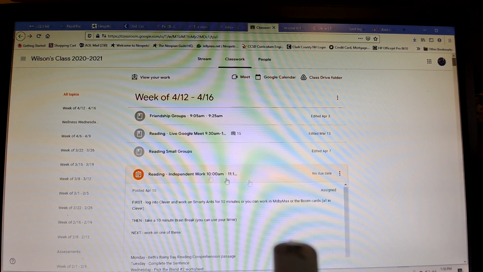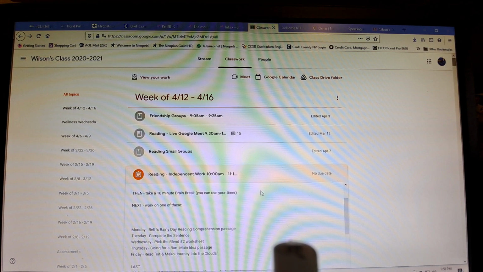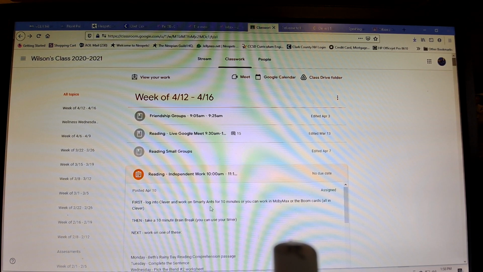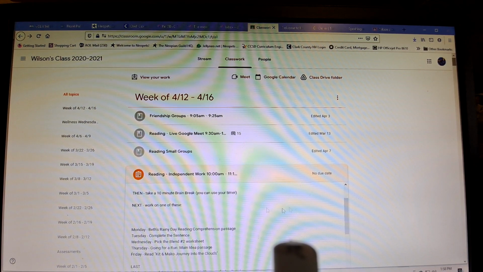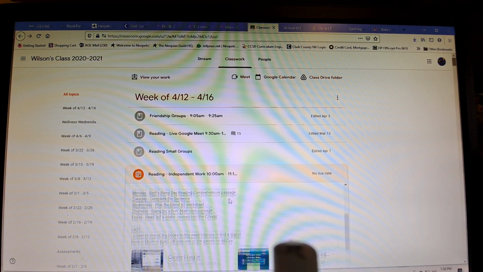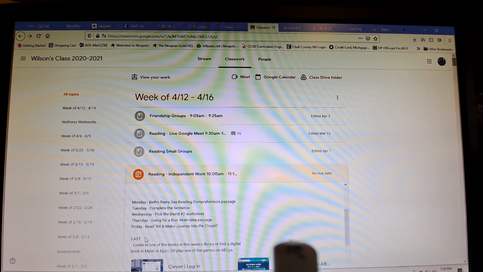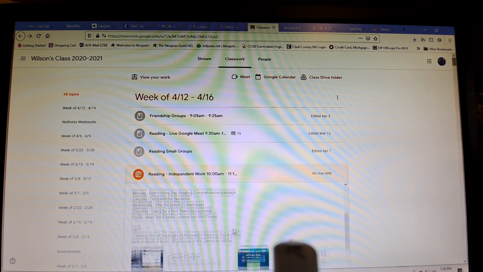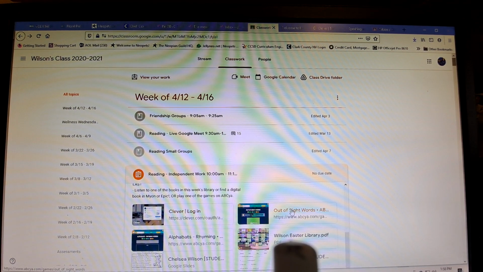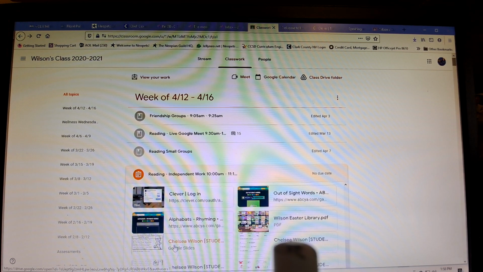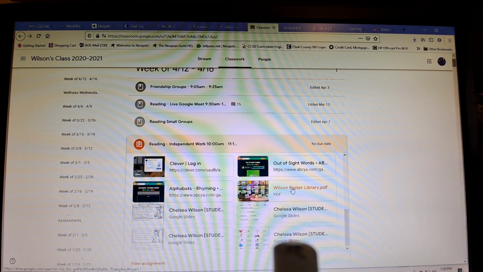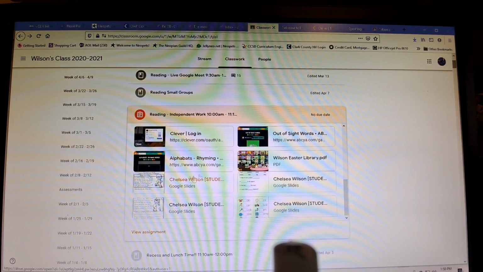So reading independent work this week. Again, log into Clever, Smarty Ants, 10 minutes. There is Moby Max in there and Boom cards as well. There's a brain break. And then our worksheets for this week, Monday through Friday, are listed. There's a link to Clever. There's a couple games, out of sight words, the alphabet's rhyming, which is kind of fun, I think. I kept up the Easter library just because it's so cute. I will have up just a spring library next week.